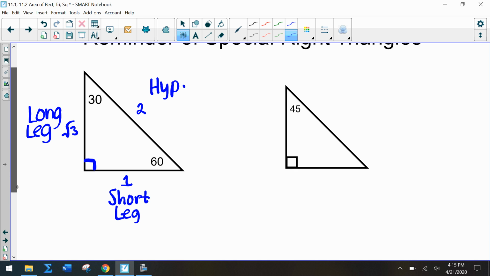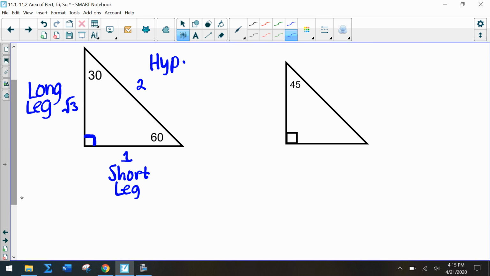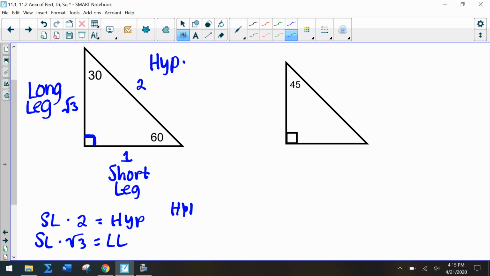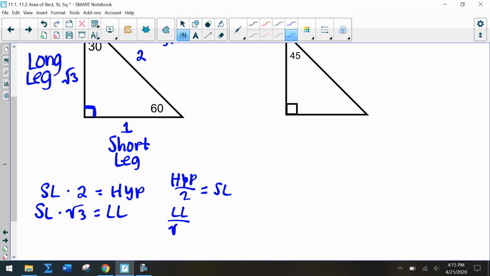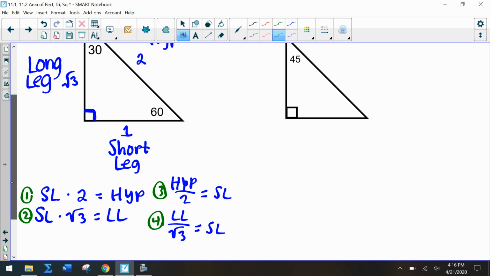So thinking about our shortcuts, we would do our short leg times 2 to give us our hypotenuse. We would do our short leg times √3 to get our long leg. We would do our hypotenuse divided by 2 to get our short leg, and then our long leg divided by √3 to then get our short leg. So we had 1, 2, 3, 4 formulas for this one type of triangle.